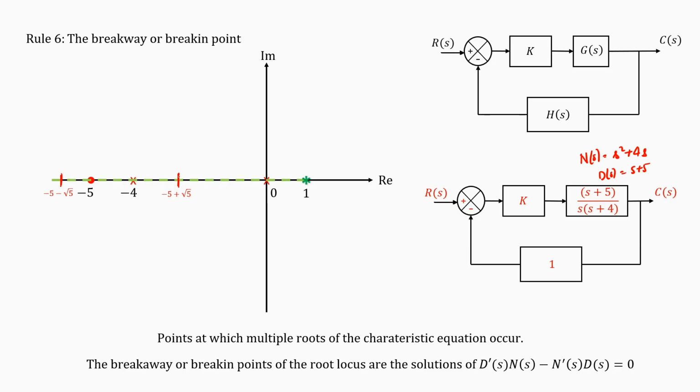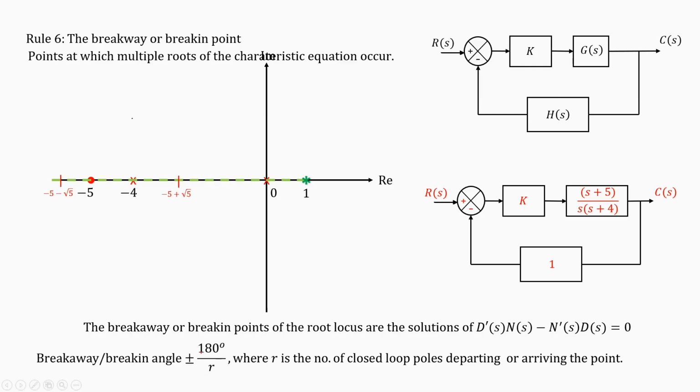Now, when these branches break away, can they go like this? Yes, they can go like this also, but the angle at which they break away will always be 180 degrees by r. Now, at this point there are two branches coming in, so r is 2 in this case. That means there are r closed loop poles that are departing or breaking in. So, 180 degrees by 2 is 90 degrees. At 90 degrees one will go up, at minus 90 degrees the other will come down, and then they will move in this direction. Here again, since two branches are coming in, one will come in at an angle of plus 90 degrees, and the other will come in at an angle of minus 90 degrees.